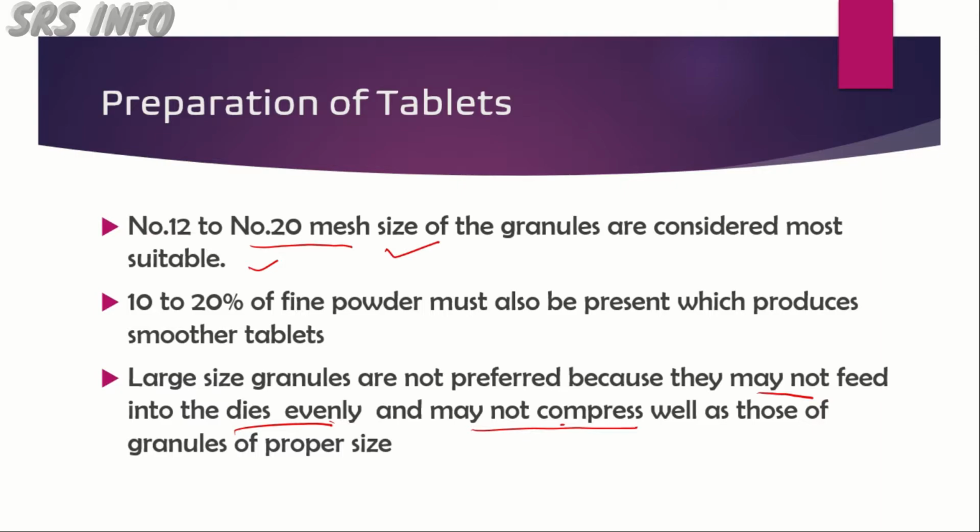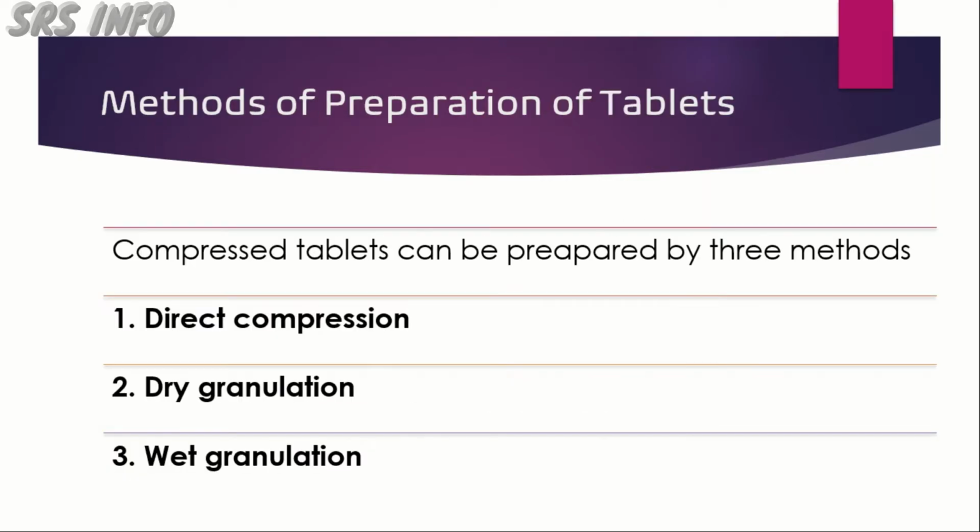It is also very important to note that using 100% granules does not give a good quality tablet. We have to add 10 to 20% of fine powder. Why? If you need a smoother tablet, then you have to add 10 to 20% of fine powder. These are the points we have to keep in mind while discussing the methods of preparation of tablets.